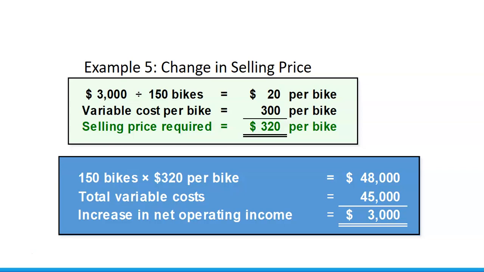We also need to cover at a minimum our variable cost per bike. So the selling price per bike, in order to cover both our variable costs and give us an increase in net operating income of $3,000, that sales price needs to be a minimum of $320.